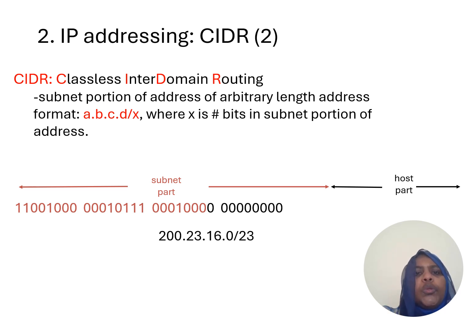The protocol used to maintain this is classless interdomain routing, or CIDR. The subnet portion of the address is of arbitrary length, and the address format is a.b.c.d/x, where x is the number of bits in the subnet portion of the address.